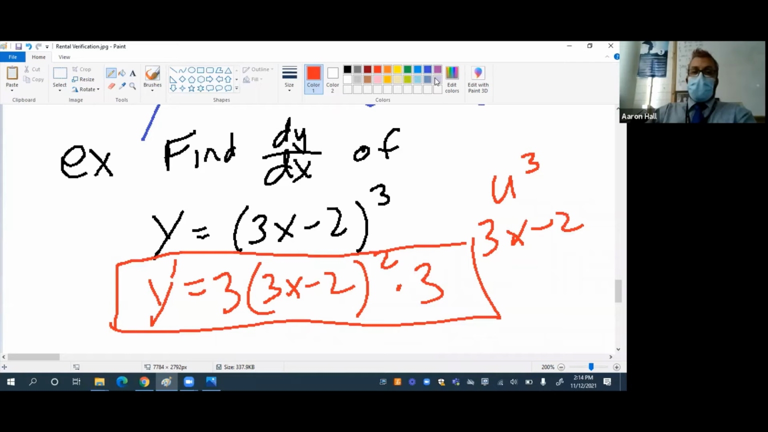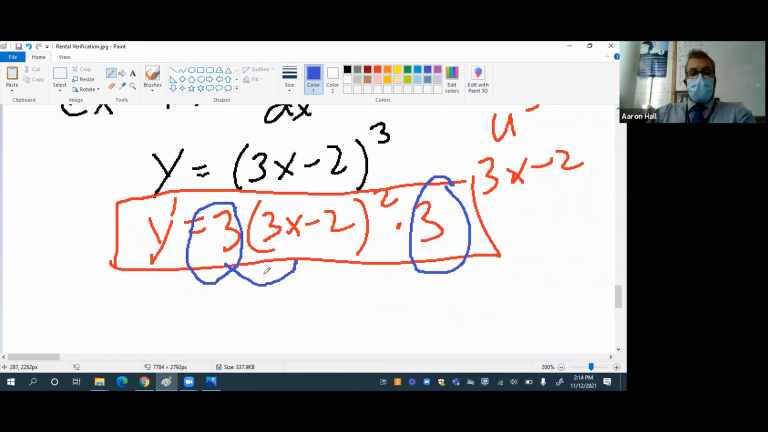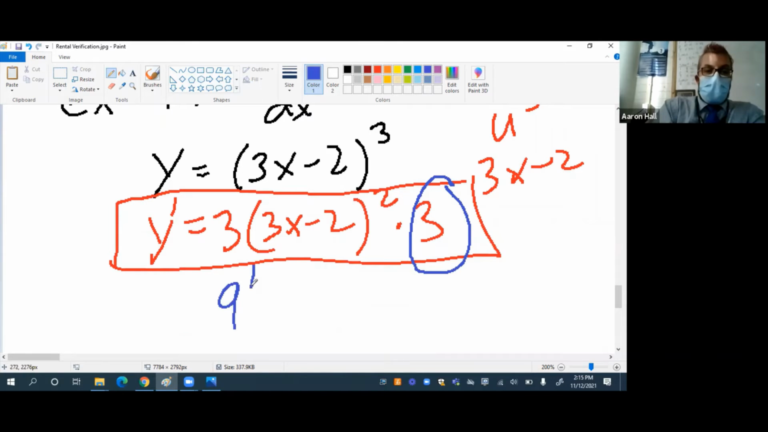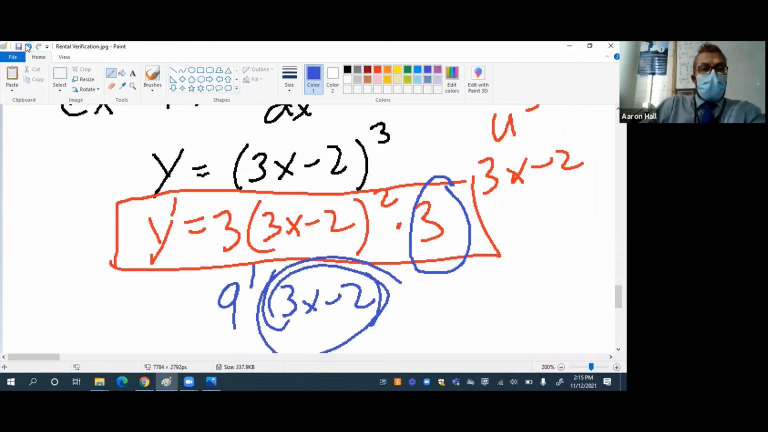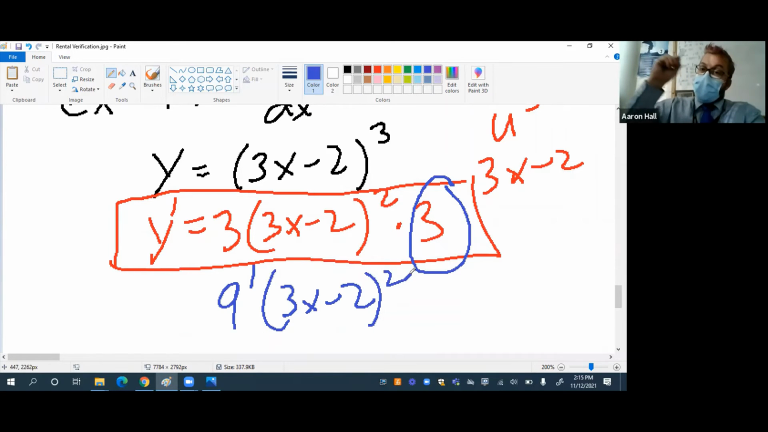Could I multiply this 3 with this 3? Yes. Could I then distribute? No, you can't. Why not? We can't distribute because even if I have this 9 over here, that's 9 to the power of 1 times (3x minus 2), which is my base to the power of 2. I have different bases, different exponents.